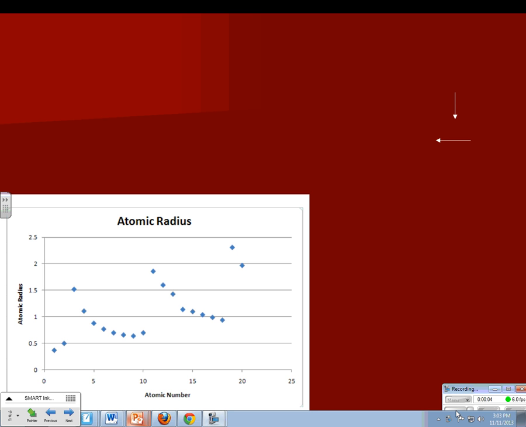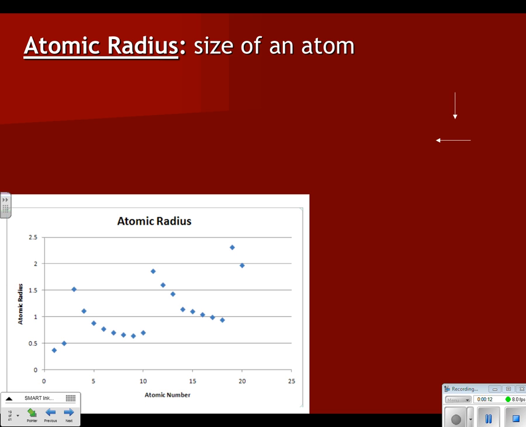This video is on atomic radius. Now, atomic radius is just basically the size of an atom. And if you think of an atom as a sphere, radius should make sense. Radius is going to be the distance from the center of a sphere to the outside of it.